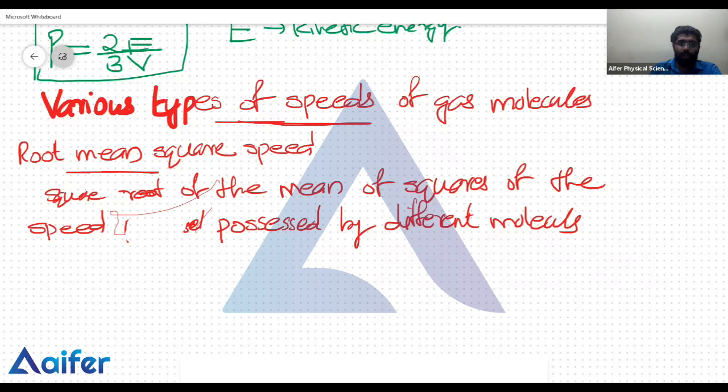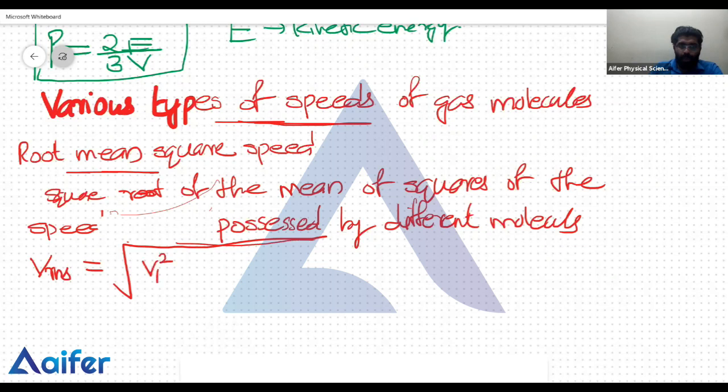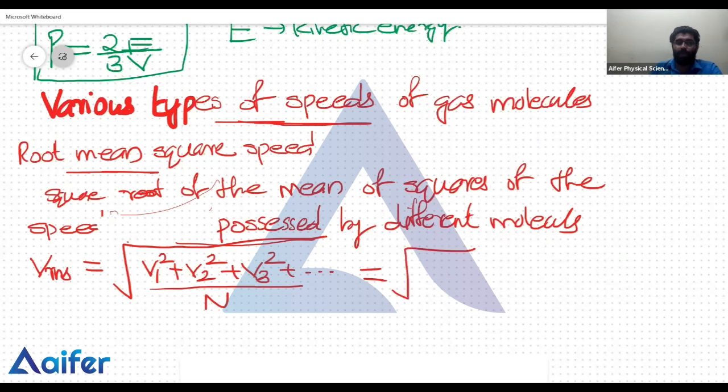Why are we taking this? If you take the average of the velocities, that may definitely lead to 0. Now we are dealing with the speeds only. By definition, Vrms will be equal to the square root of the mean of squares of velocity. Suppose first particle has velocity v1, second v2, third v3. We take squares of the velocity of all the molecules and then take the mean. So we will get the square root of the mean of squares of velocity.